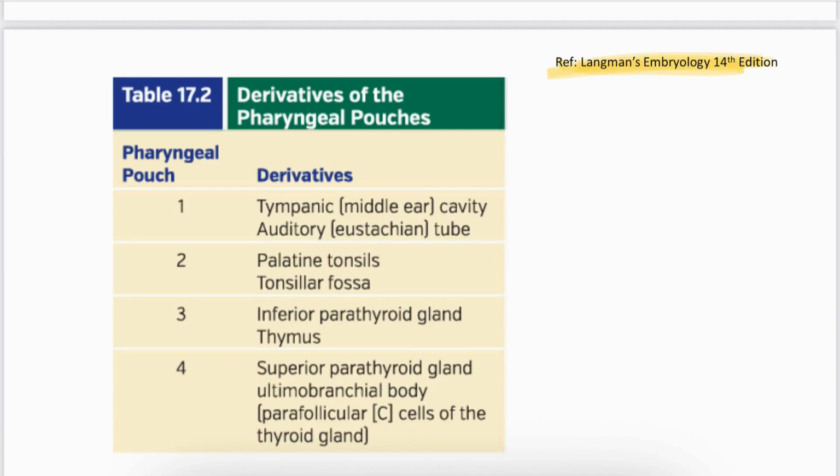And these are all the different pouches and their derivatives which we already discussed. A small mnemonic might help you guys over here. This third pouch over here, we write it as THIRD. So I always try to write it like this. THO refers to the thymus, I refers to the inferior parathyroid gland. Okay, that will help you.